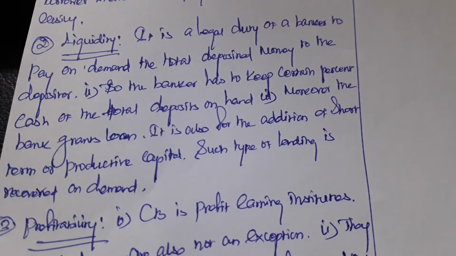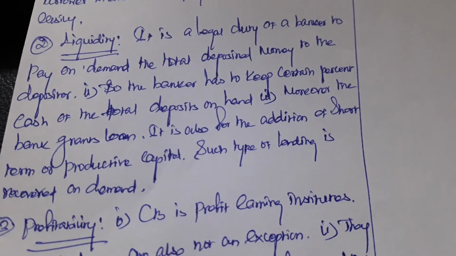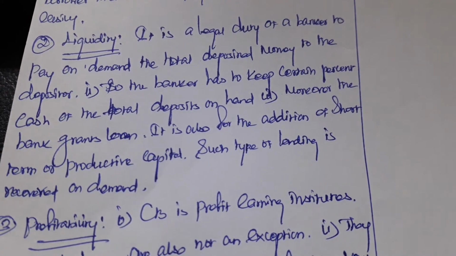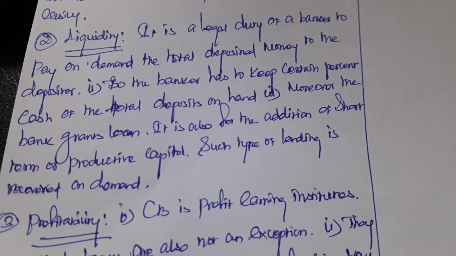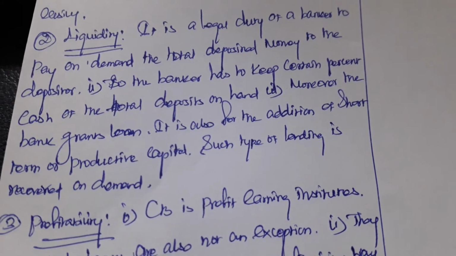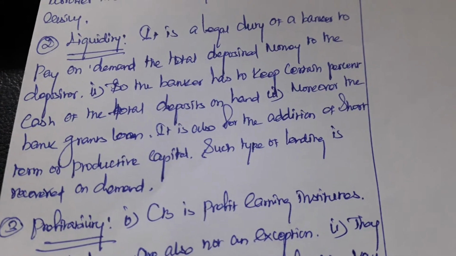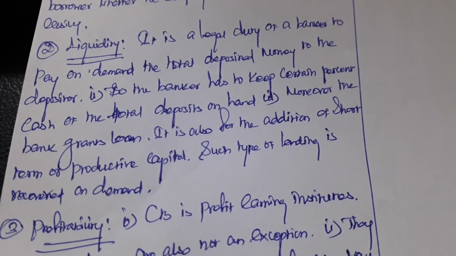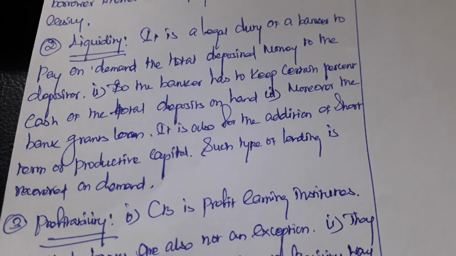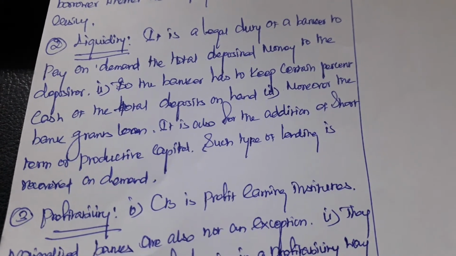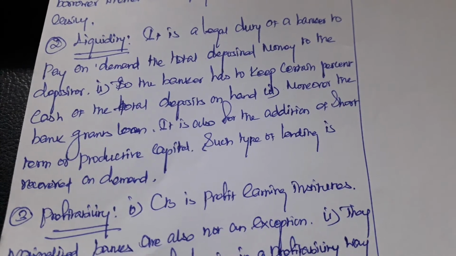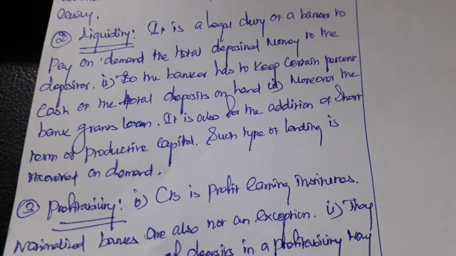Moreover, the bank grants loans also for short-term or productive capital. Such a type of lending is recoverable on demand. Basically, the banker should keep a certain percent of cash in hand to meet certain situations, so as to face them.